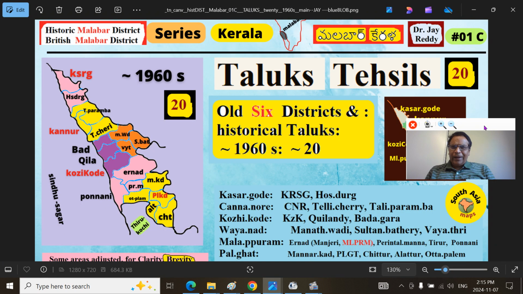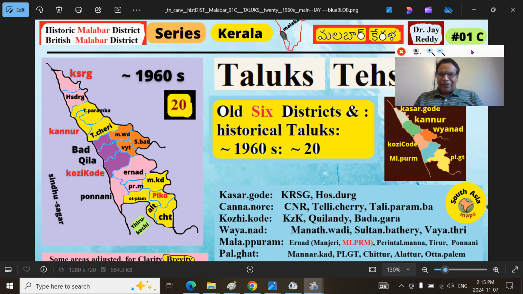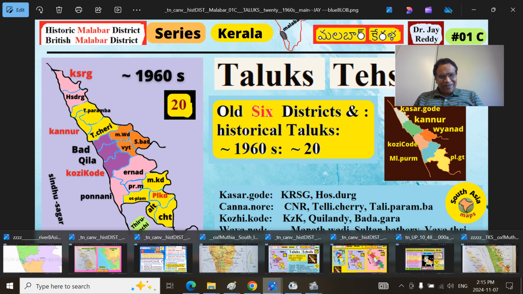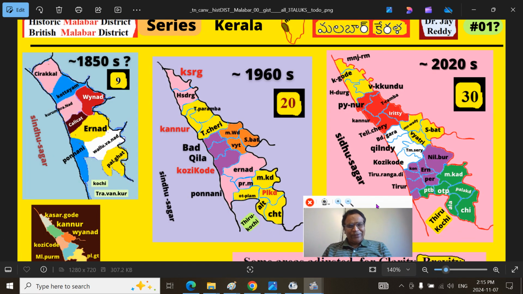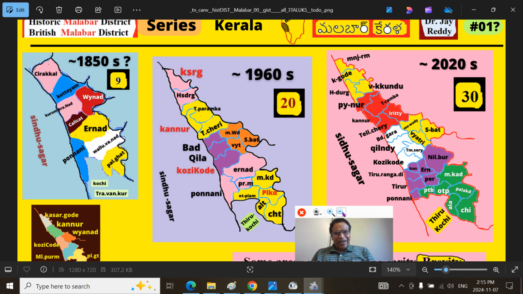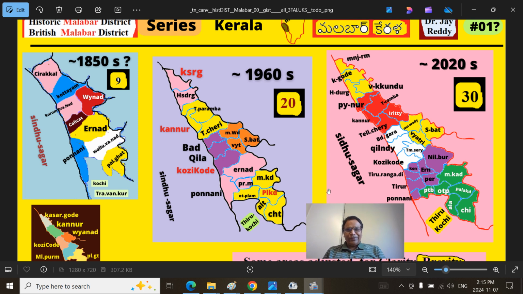And I will go over these taluks, tehsils, and we'll see how they compare to the historical evolution of taluks, and all these three forms of taluks I have here showing you, so that you will have at one place 9 taluks, 20 taluks, 30 taluks. This I will cover in the next part, so that this thumbnail will give you a broader historical perspective.